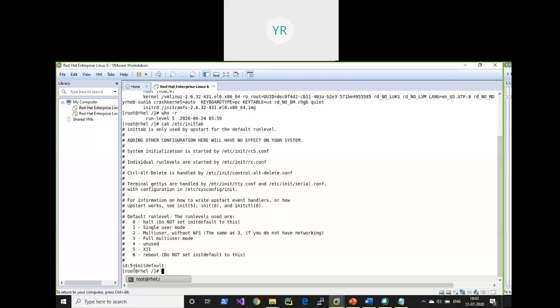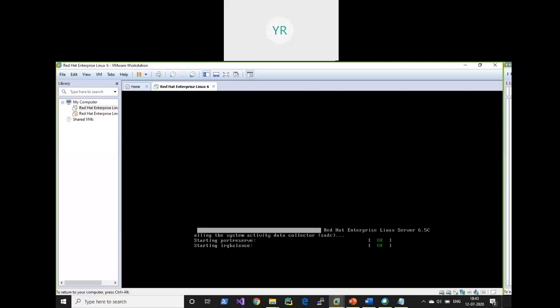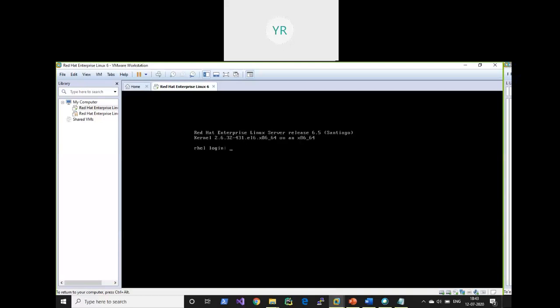If you change this with 3, so the init default run level is 5, if we change that with 3, that will load in run level 3. This we can do. If you change this here, you need to reboot. Or you can do it this way also: if you execute the command init 3, that will also change it.